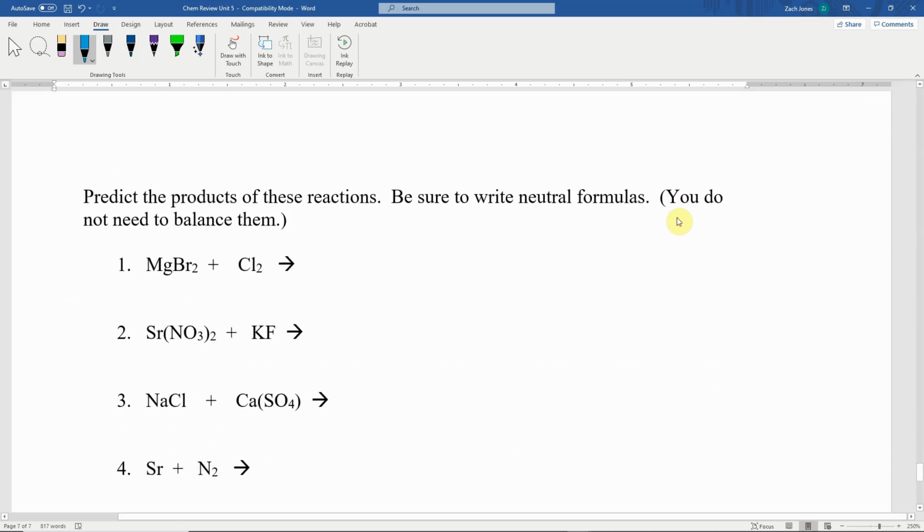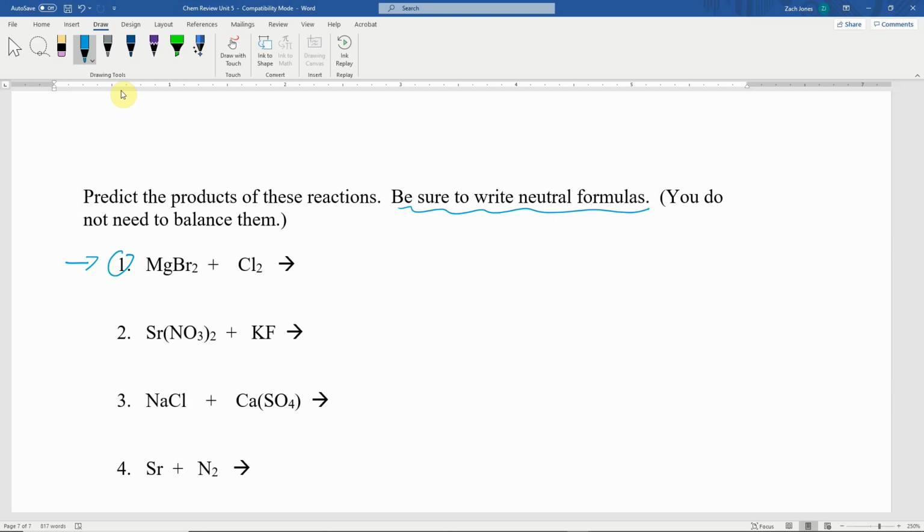All right, we're going to do a little practicing of writing predicting products. You can see there's a variety of choices here. I think we've got a single displacement here. We've got a double displacement, and that one's a synthesis down there. So what I want you to do is we're just going to do one at a time here. For number 1, I want you to write the whole reaction, not just the products. Write the whole reaction. And when I say be sure to write neutral formulas, what I mean is check charges and check for diatomic elements.